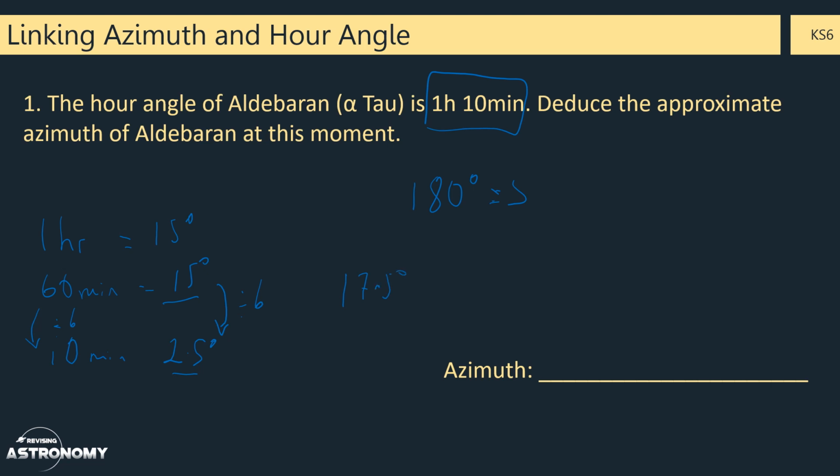Now, because the hour angle is positive, we know therefore that the star has already passed the meridian and is now moving to setting. So therefore we know that it will be moving towards the west. So it's 180 degrees plus the 17.5 degrees, which will mean that it has an azimuth of approximately 197.5 degrees.